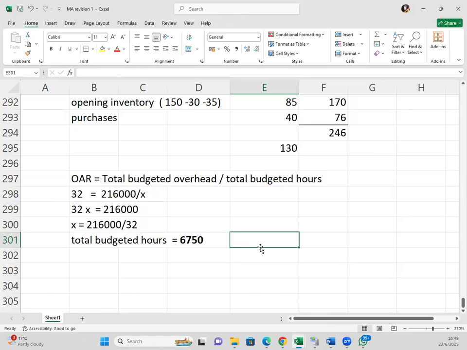So in this case, they've given us our OAR. In most cases, it's us that calculate the OAR, but in this case, they've given us. So slowly put in the formula, then substitute what you have been given. Then now let's move on.